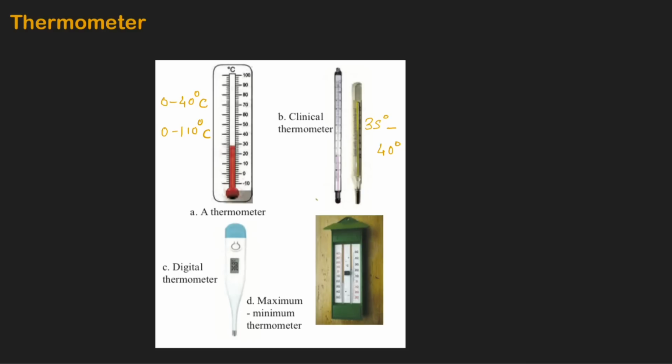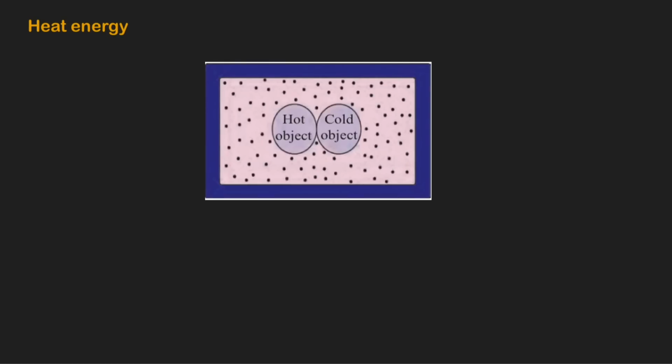Now we also observe the digital thermometers. In this thermometer there is a sensor which measures the heat contained in or coming from the body directly. And the last one is a special type of thermometer which is used to measure the maximum and minimum temperature of any object.